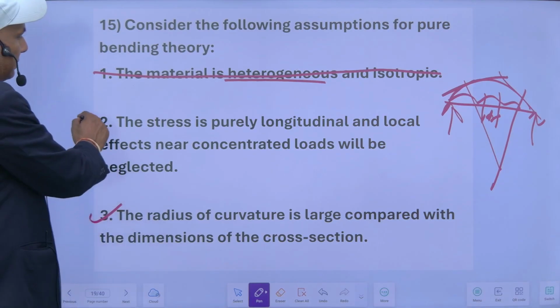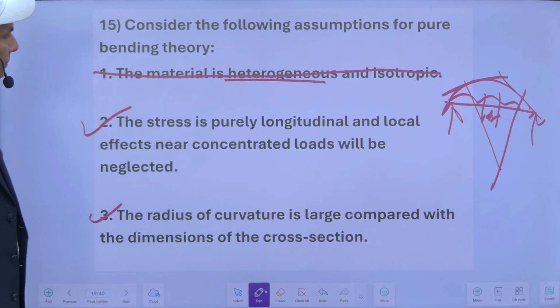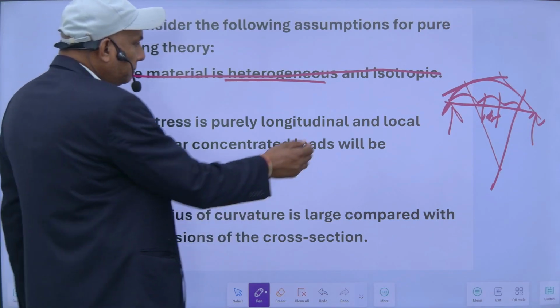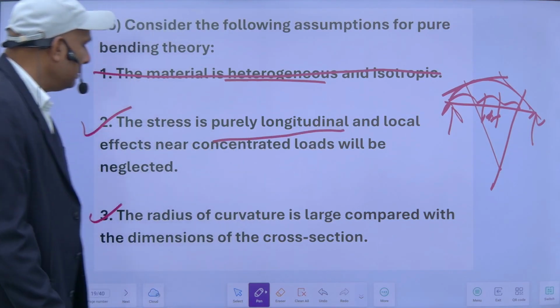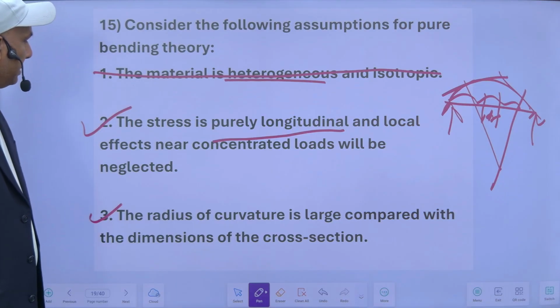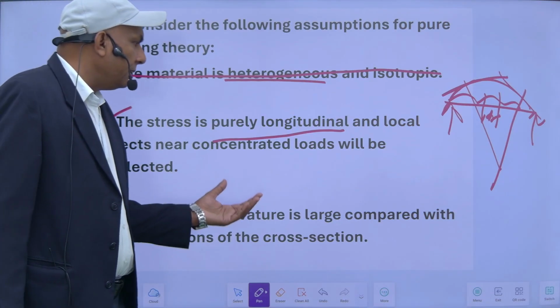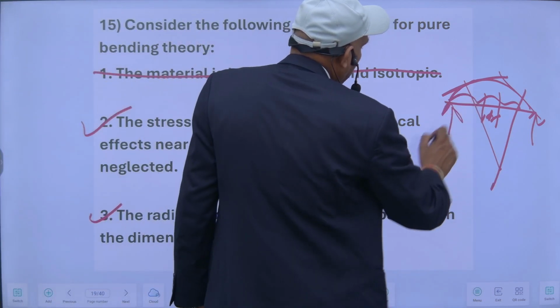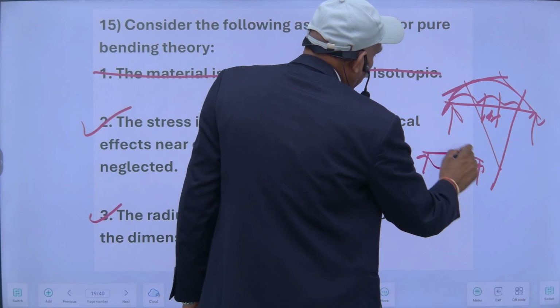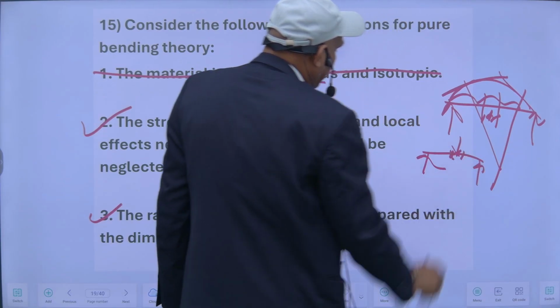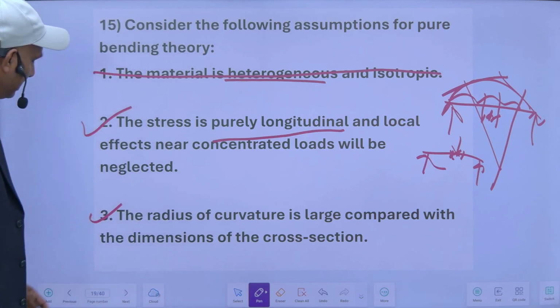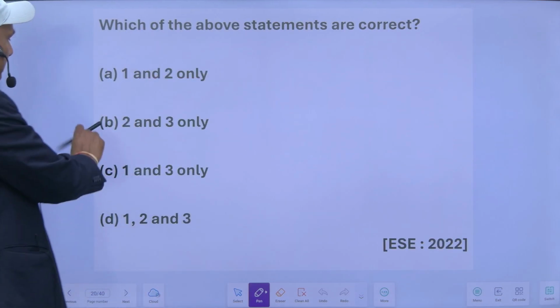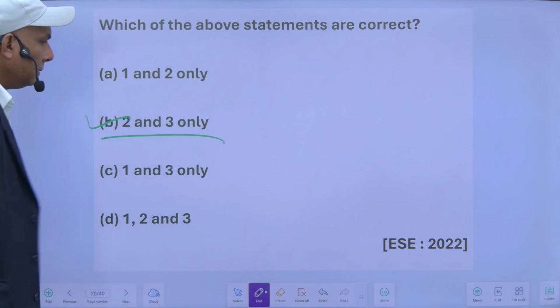This is also correct. So purely longitudinal means M is constant. So it is not varying, and local effect near concentrated load will be neglected. Suppose this is a concentrated load, its local effect is neglected. So statements 2 and 3 are the right option.